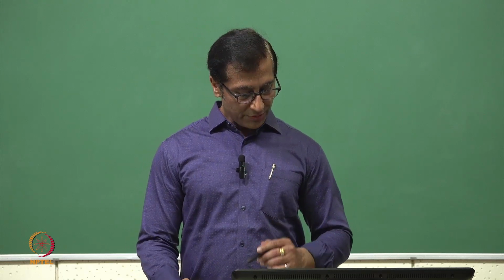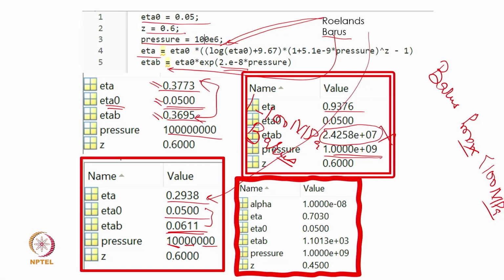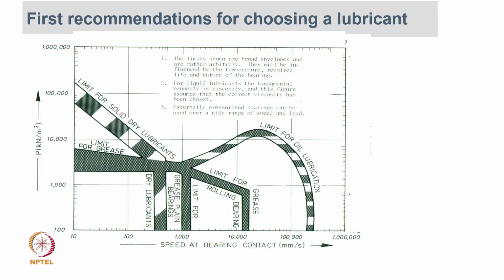Now coming to a slight variation: instead of 0.6, I choose 0.4. Instead of choosing 2 × 10^-8, I choose alpha as 1.1 × 10^-8. But still I find that the Barus relation is not working well at 1 gigapascal pressure. So up to 100 is okay. Beyond 100, we will not go with Barus, we will go with Rowland's relation.